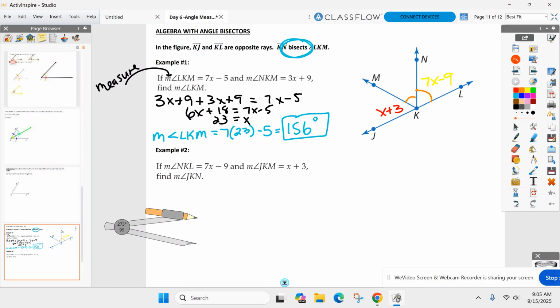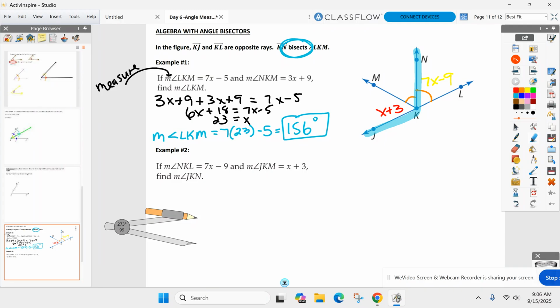And we need to find how many degrees are in JKN. Find that angle, JKN for me. J to K to N. So that one right there, we've got to find how many degrees are in that angle. All right.